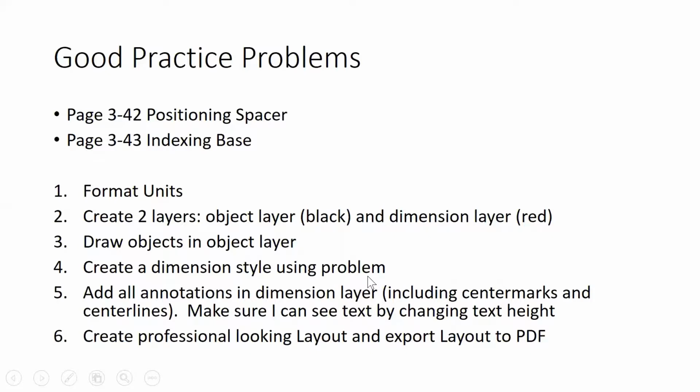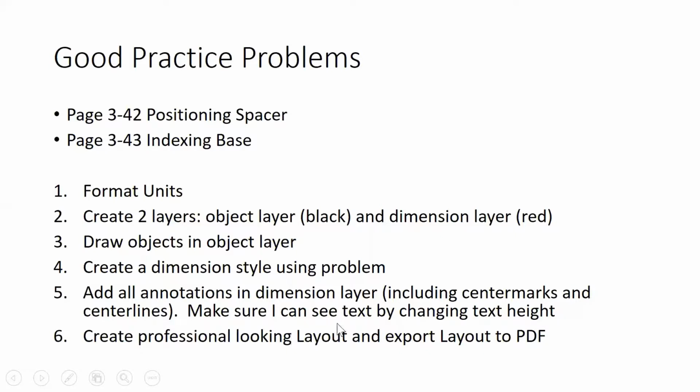Okay, but this is good practice because I'm not going to tell you where to find all the different things in the midterm. So make sure you understand the different properties and parameters in dimension style. And then after you create the dimension style, you'll add annotations in the dimension layer. By annotations, I mean dimensions, center marks, and center lines. And also make sure I can see the text, which you can manipulate with the text type and text style.